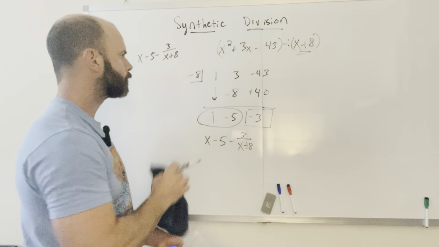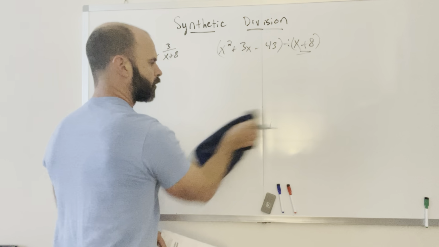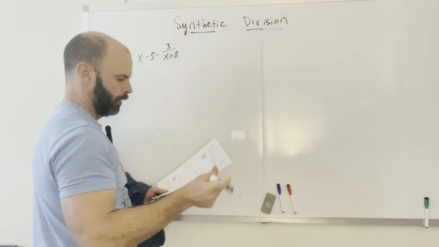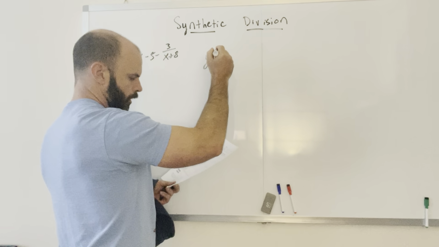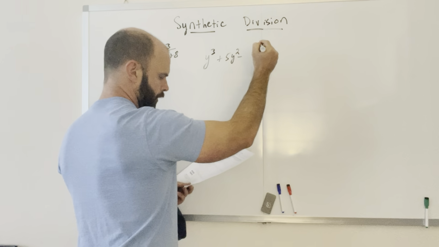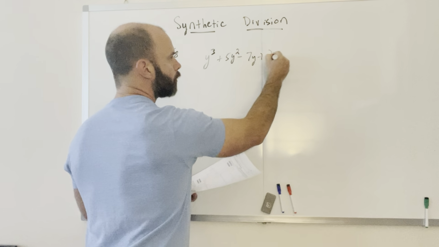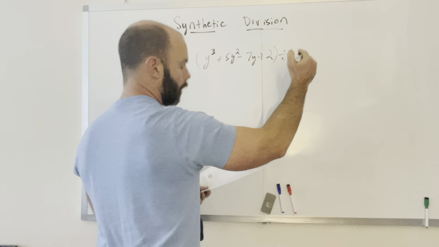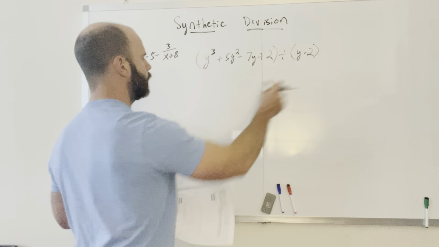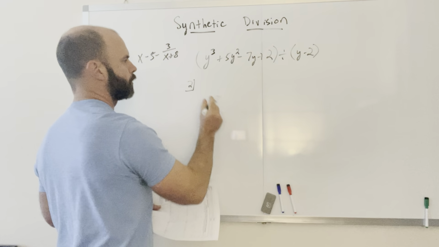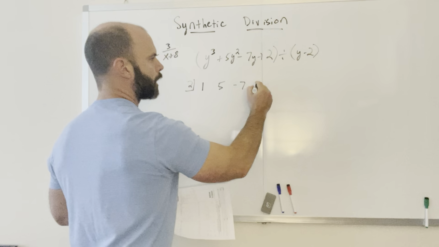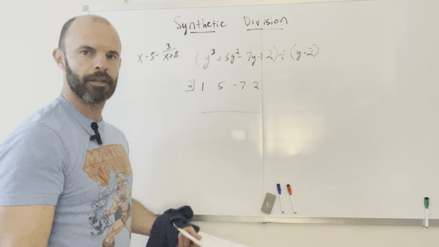So let's try another one. And we'll make this one a little bit longer, so you'll see what happens when we have 4 terms. Right? y cubed plus 5y squared minus 7y plus 2. And we're going to divide that by y minus 2. Okay? All right, step 1, take the opposite sign. So it's a negative 2. I'm going to make this a positive 2. Step 2, list out the coefficients. 1, 5, minus 7, positive 2. And I'm ready to go.